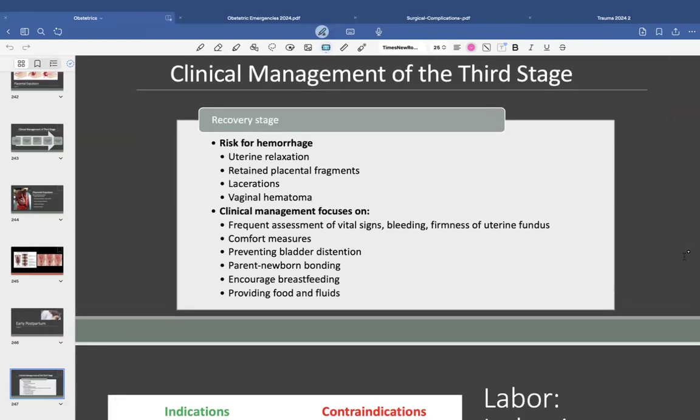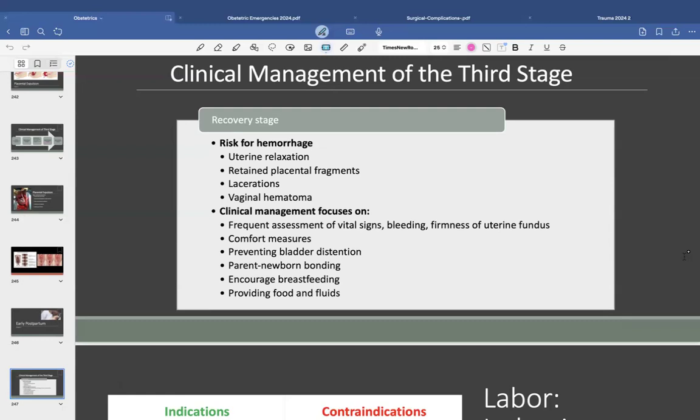So uterine contractions, we said that they help reduce bleeding because they put pressure on bleeding vessels where the placenta has detached from the wall. For some women, the uterus might not contract. Instead, it will relax. This is a risk for hemorrhage. Uterine relaxation or uterine atony, ATONY.